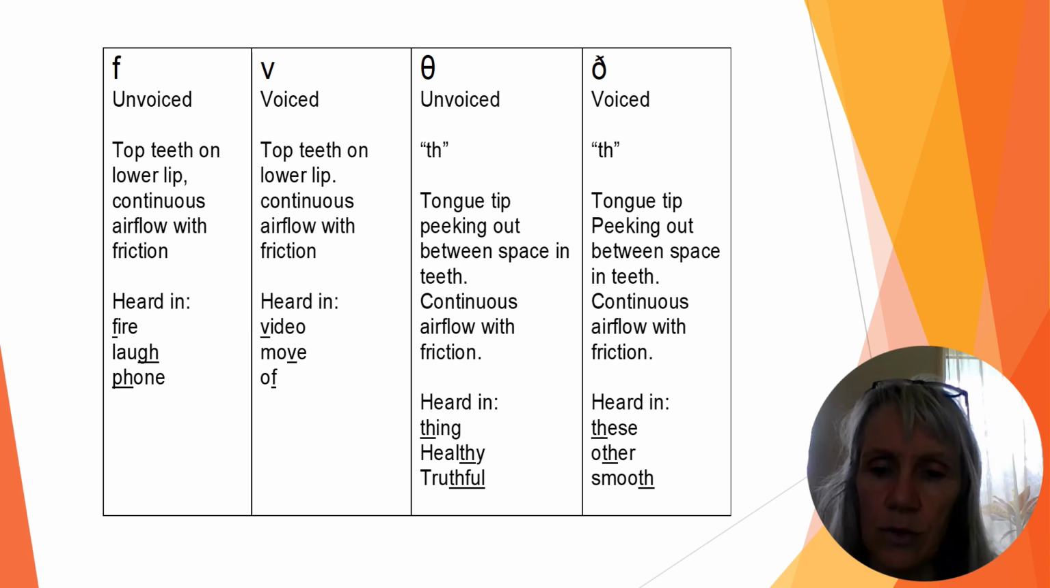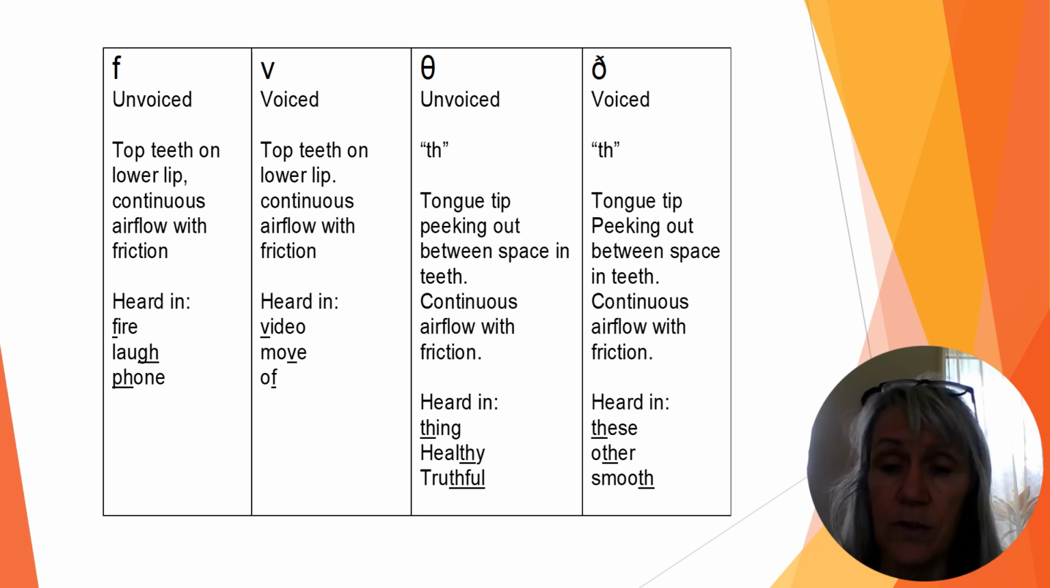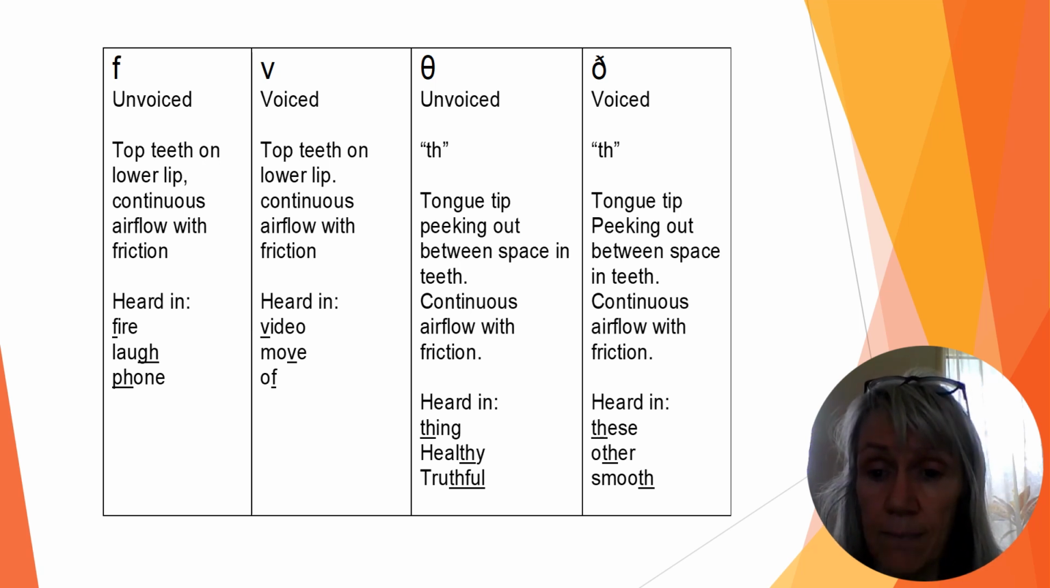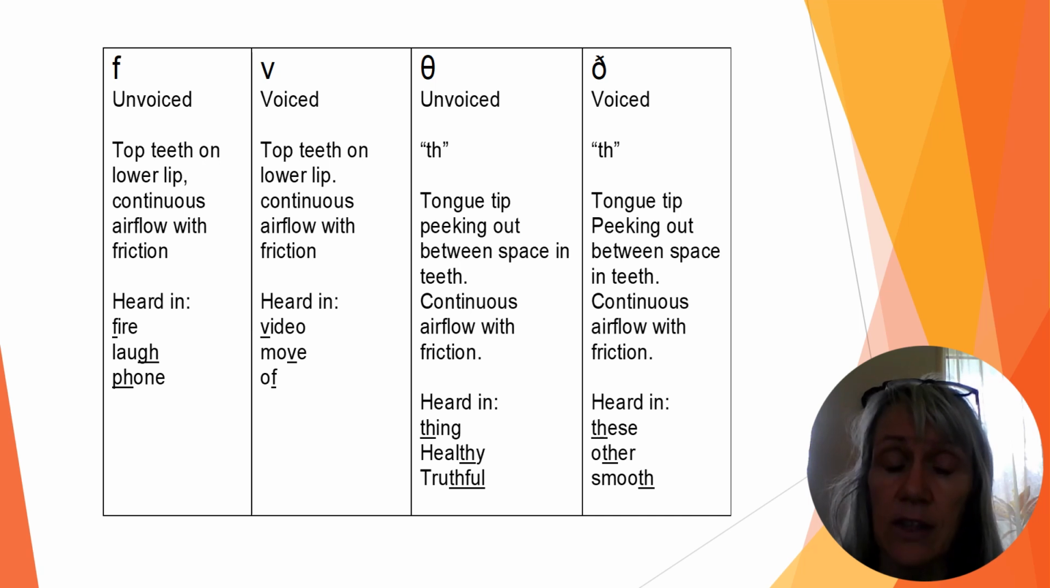Now we're going to see what's known as a digraph, the same as we probably saw when we did the ch. When we put two letters together to form one phoneme, that's called a digraph, and we'll learn all about digraphs later on. But we see the TH digraph here. The first phonetic symbol we're looking at is like an oval with a hyphen across it. This is unvoiced. The tongue movements will be the same for both, likely, with maybe some difference in the second one. Tongue tip peeking out between the teeth, continuous airflow with friction.